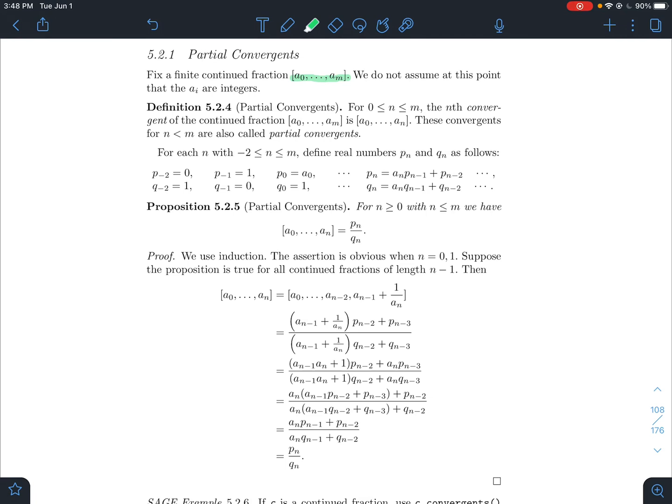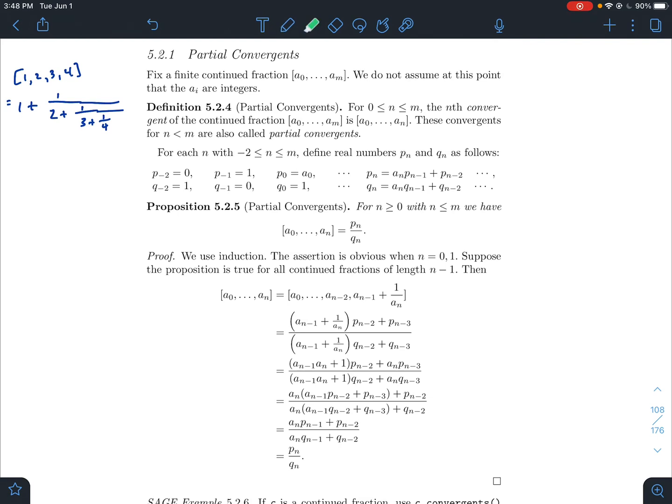Now, to this point, we're not assuming that these a's are integers, but when they are, remember that we'll call that a simple continued fraction. Just so we're on the same page, if you had something like the bracket 1, 2, 3, 4, what that stands for is 1, plus 1 over the next number 2, plus 1 over the next number 3, plus 1 over the next number 4. Remember, all of that is taking place underneath these successive denominators. That's what this continued fraction is.